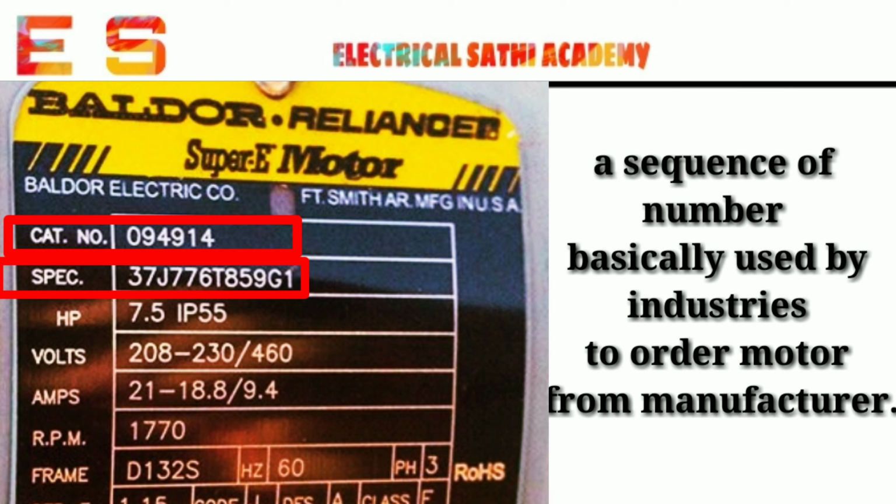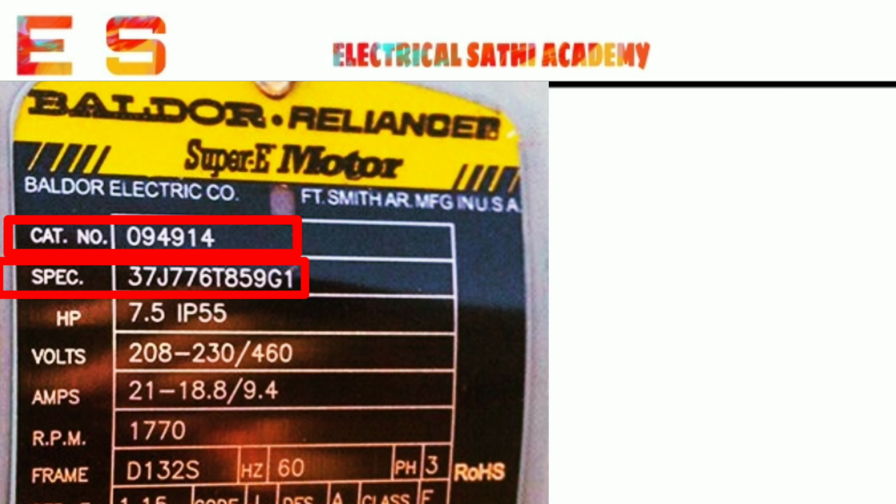For example, a motor in the company gets damaged. Then you have to replace the damaged motor with the same motor. In order to purchase the same motor from the manufacturer, you have to mention those CAT number and serial number.